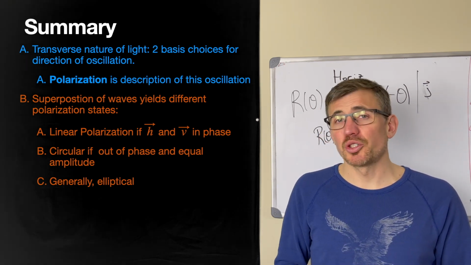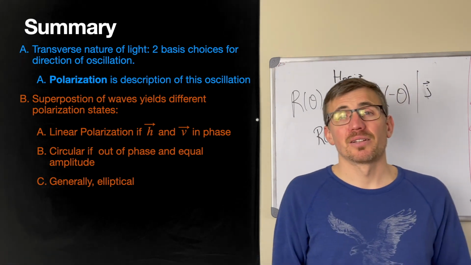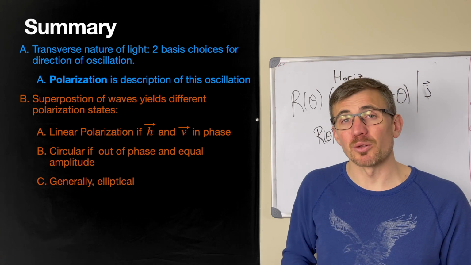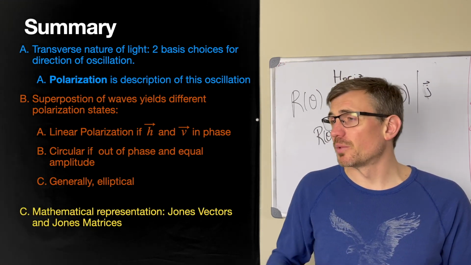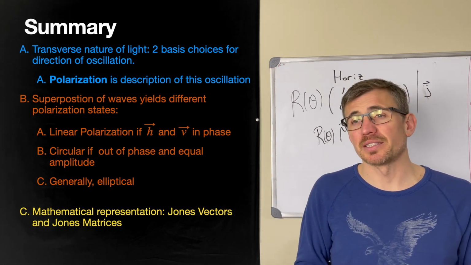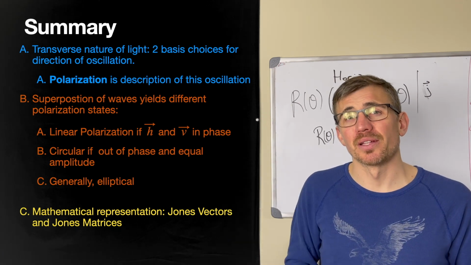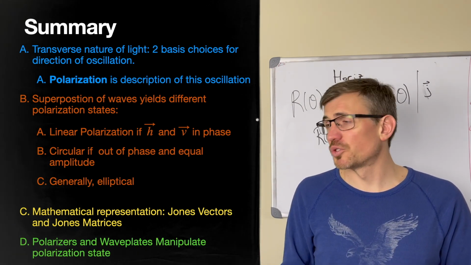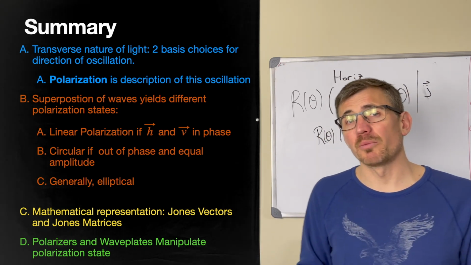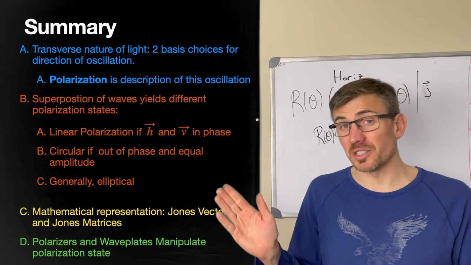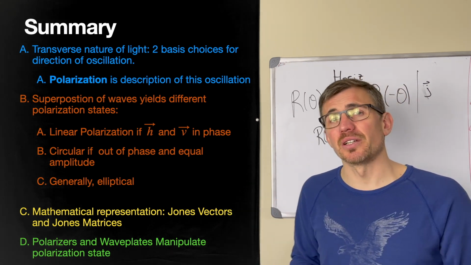Now, if I just pick 2 random numbers and use my Jones vector to represent them, I'm going to get, with high probability, just some random elliptical polarization. And this is described fully by the so-called Jones vectors, which mathematically represent these, and the Jones matrices, which tell us how to map from one polarization to another. Finally, we talked about 2 tools to manipulate polarization. Polarizers are only going to let one polarization through, horizontal or vertical or some angle in between, whereas wave plates are going to delay one polarization versus the next.